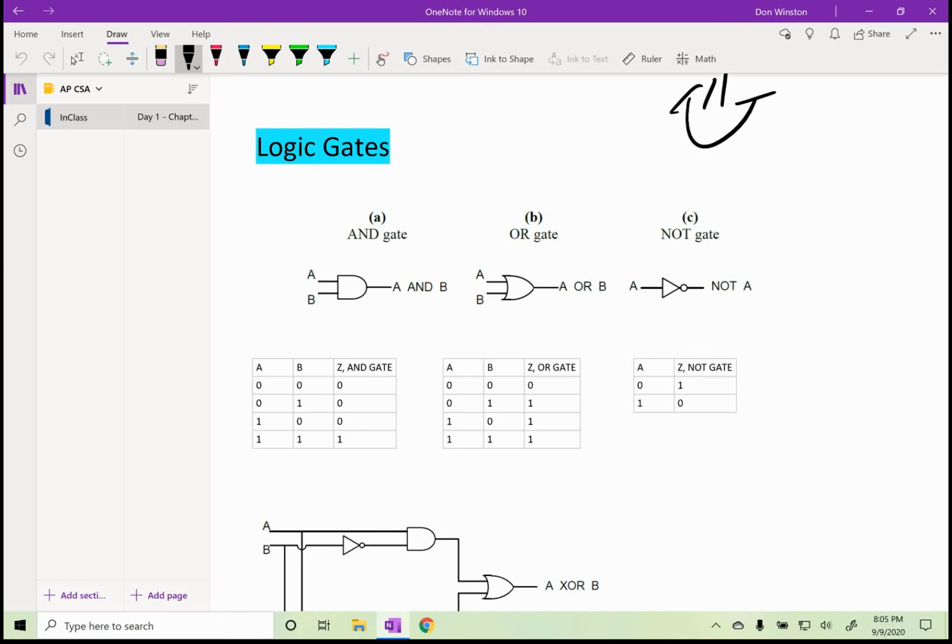With an OR gate, either one or both of the bits have to be on for you to get a high. So 0, 0 gives you 0. 0, 1 gives you 1. 1, 0 gives you 1. 1, 1 gives you 1. If either of the inputs is high, you get a high.